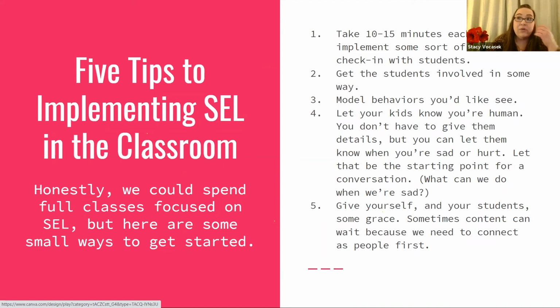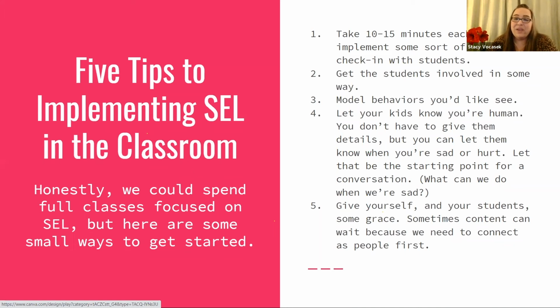We want to model those behaviors that we want to see. So if we want our kids to be adaptable, then we have to be adaptable. If we want our kids to remain calm, then we have to remain calm. And I think it's important too to talk it out sometimes. Even with my high schoolers, I have to say, okay, I am not calm right now. And so here's what I'm going to do to try to get myself back into a place where I am not feeling this way, which is, it's number 4, right?